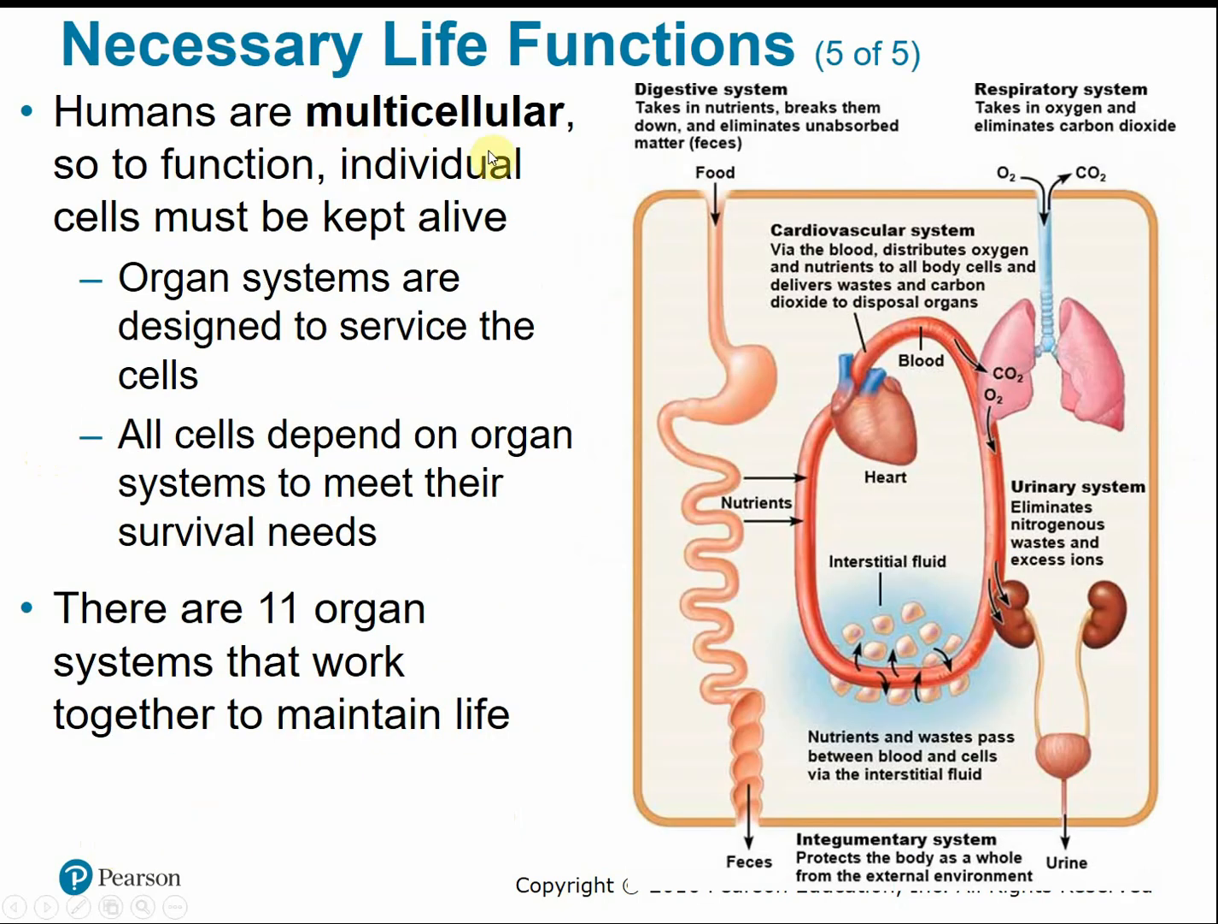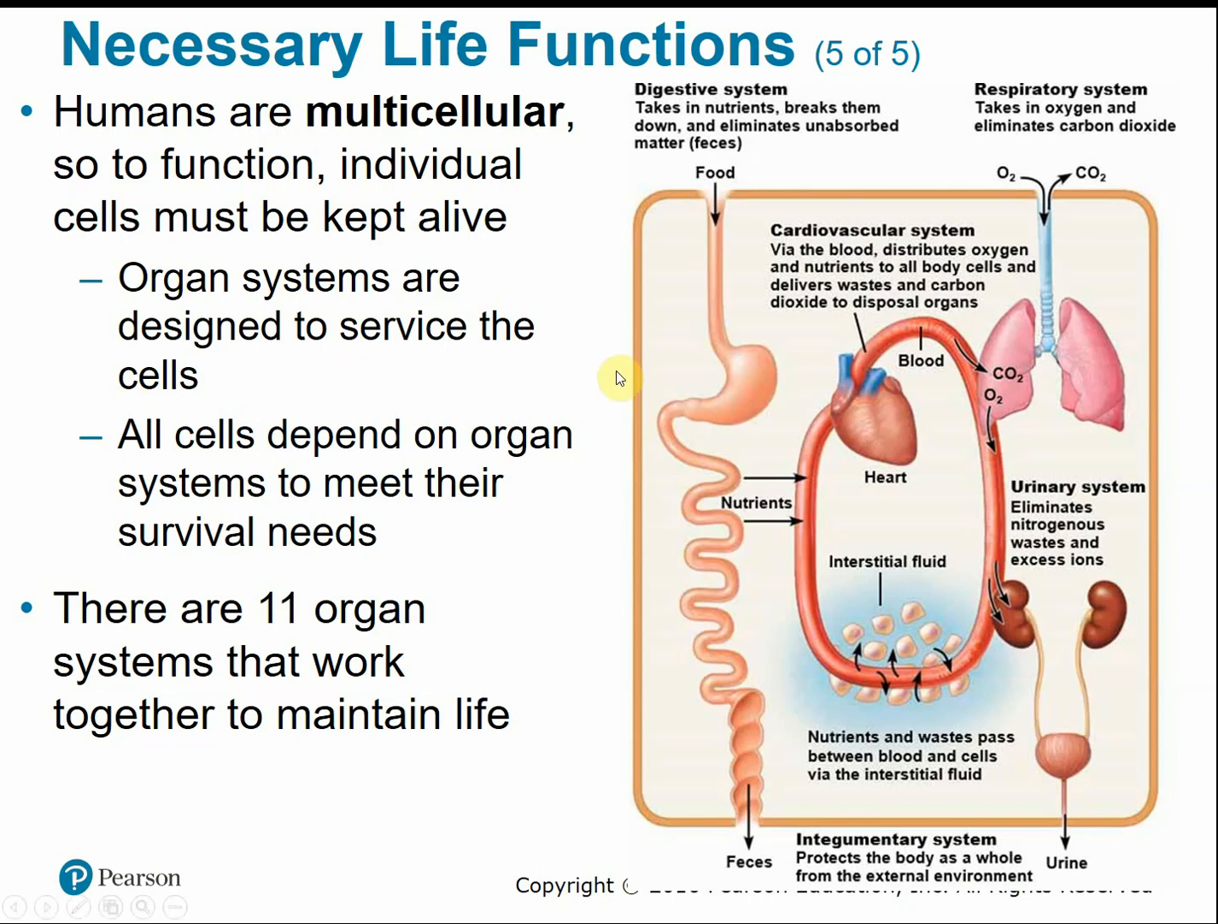Humans are multicellular, so we're composed of trillions of cells, all working together to keep us alive. Our organ systems are designed to service specific cells and tissues. All of our cells ultimately are going to depend on their organ systems to meet their survival needs, right? To get the nutrients, to remove waste products, to get oxygen. There's a total of 11 organ systems that we'll look at throughout this semester and next semester that all work together to maintain our life.